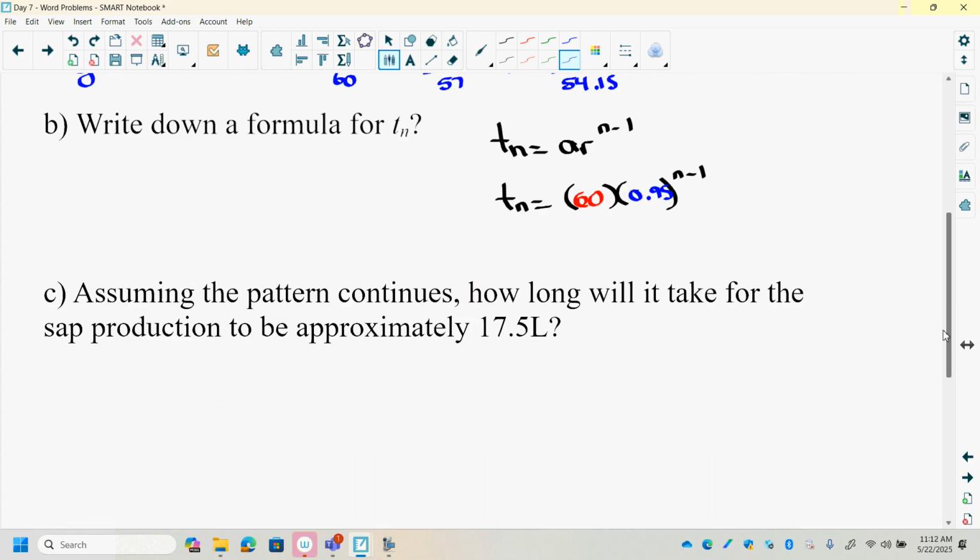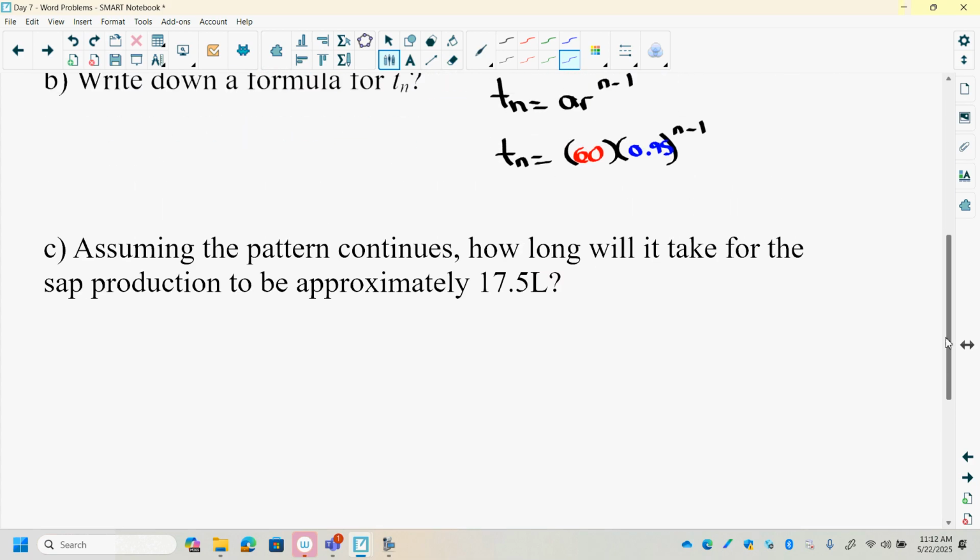One final question. It says, assuming the pattern continues, how long will it take for the sap production to be approximately 17.5 liters? What are they asking me to solve for, and what are they giving me? What does the 17.5 represent? It's an amount of liters. How long? What do they want to know? They want to know n, Brody.